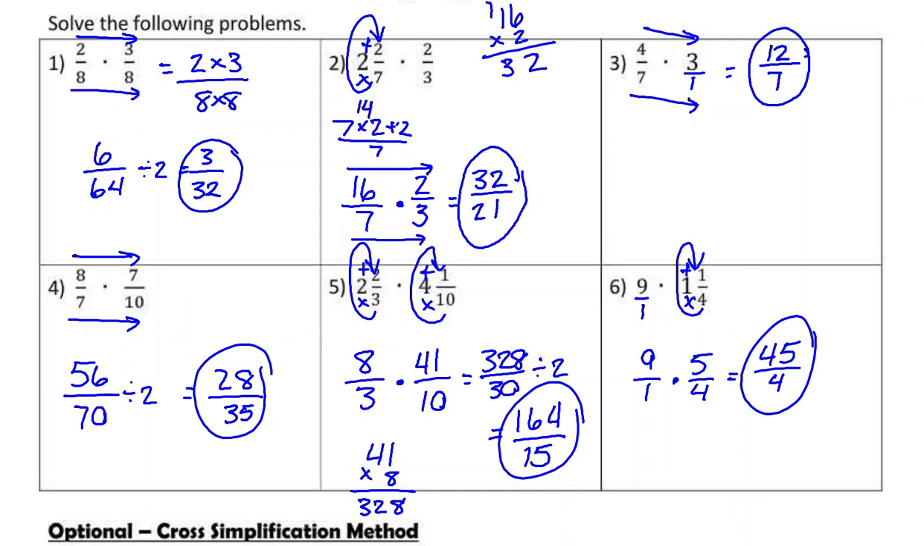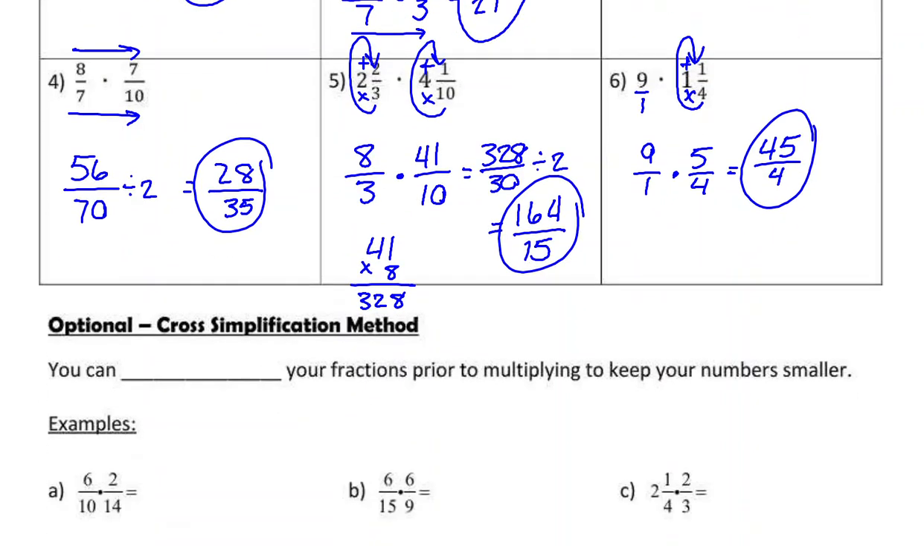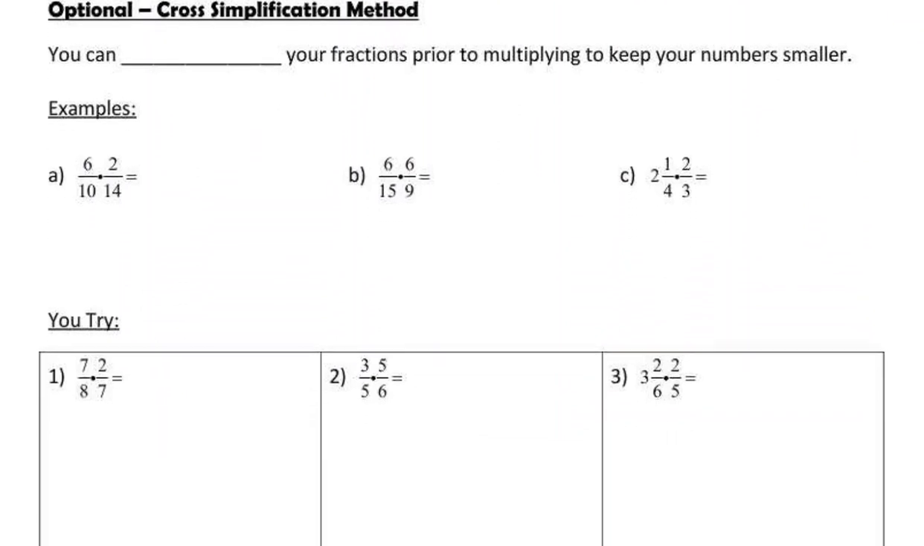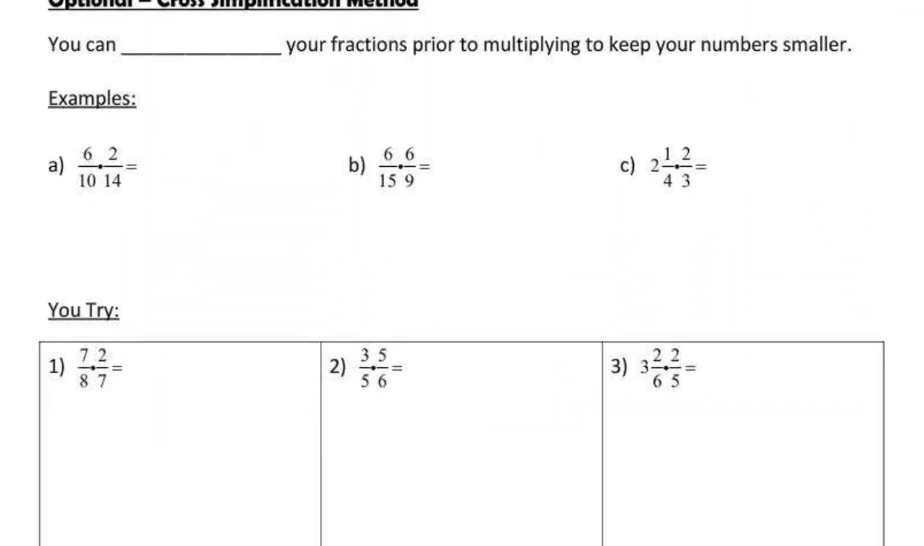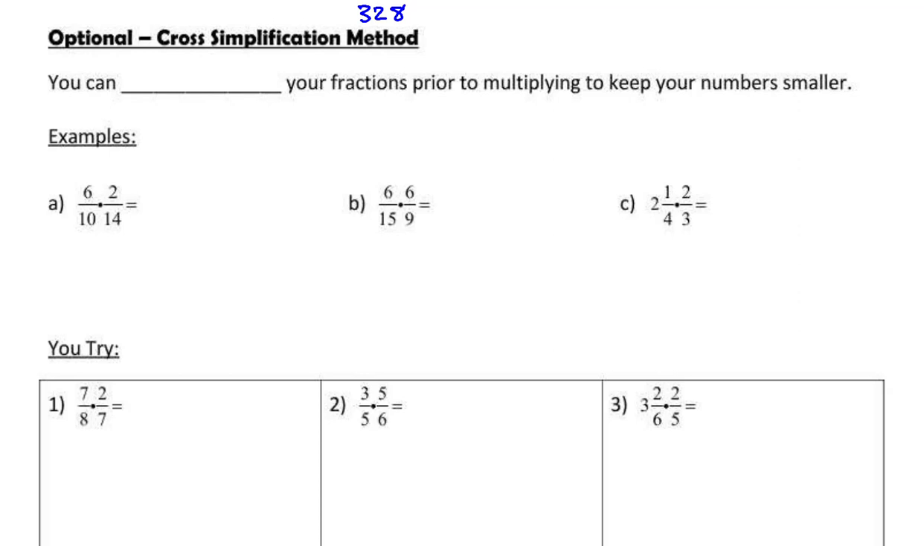Now, I know there's some of you that struggle with your simplifying of fractions, and I'm going to show you a trick that if you want to use it, and if not, then you can just ignore this section of the video, but I at least want you to try it. So this is called cross simplification. So you can simplify your fractions prior to multiplying your numbers to keep them smaller. So what does that mean? So we can actually simplify on the diagonal.